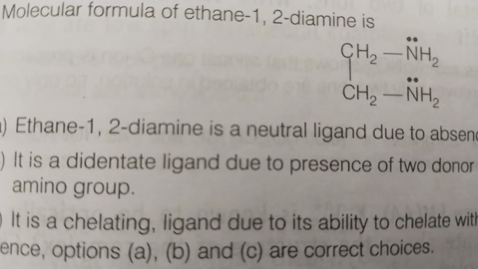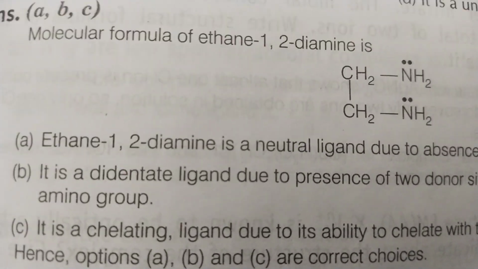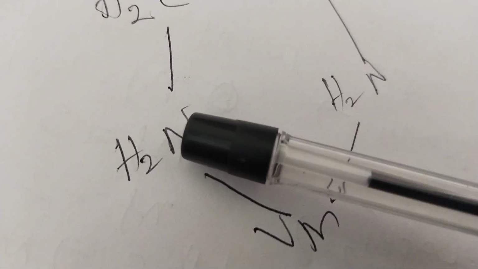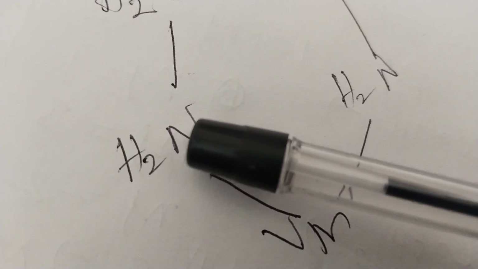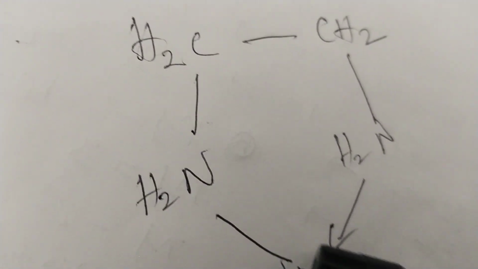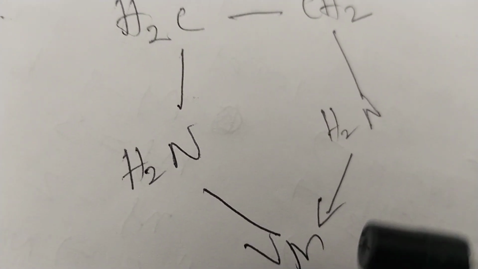If you observe very keenly, here amino group nitrogen, here amino group nitrogen, making a coordinate covalent bond. Nitrogen contributes a lone pair to the metal atom. Here also it contributes a lone pair to the metal atom. So this is a chelate ligand.